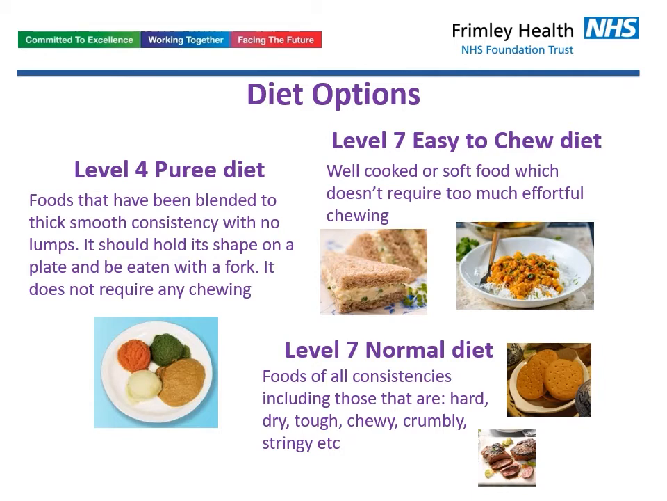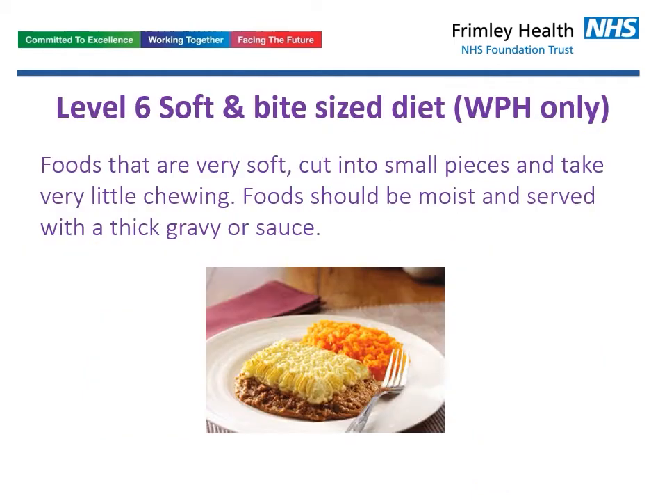And then we have level 7 normal diet, and that's foods of all consistencies, including those that are hard, dry, tough, chewy, crumbly, stringy, so no restrictions for those patients. And then at Wexham Park only, there's an additional option of level 6 soft and bite-sized diet. So this is food that is very soft, cut into small pieces, and takes very little chewing. So the food should be moist and served with a thick gravy or sauce with it.